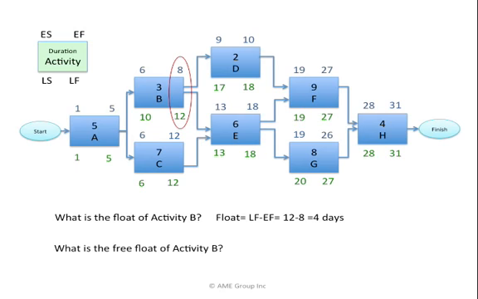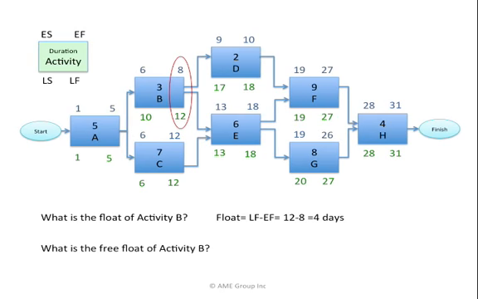Let's say we get another question. It asks, what is the free float of activity B? Free float is how much an activity can slip from its early finish before it affects the earliest start of any successor. If we visualize, the free float of activity B is how much B may slip from its early finish of day 8 before it would affect the earliest start of activity D, day 9. If we look at the equation, it would be 9 minus 8 minus 1 equals 0. What does this really mean? It means if B slips at all, B will start to eat into D's float.